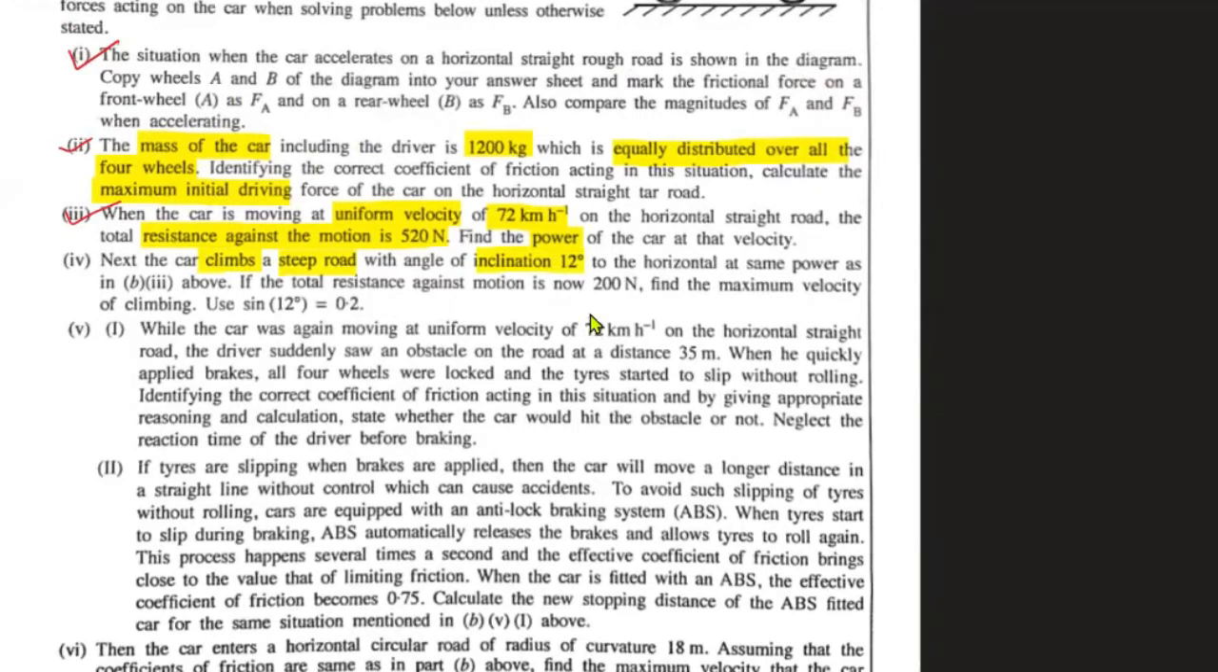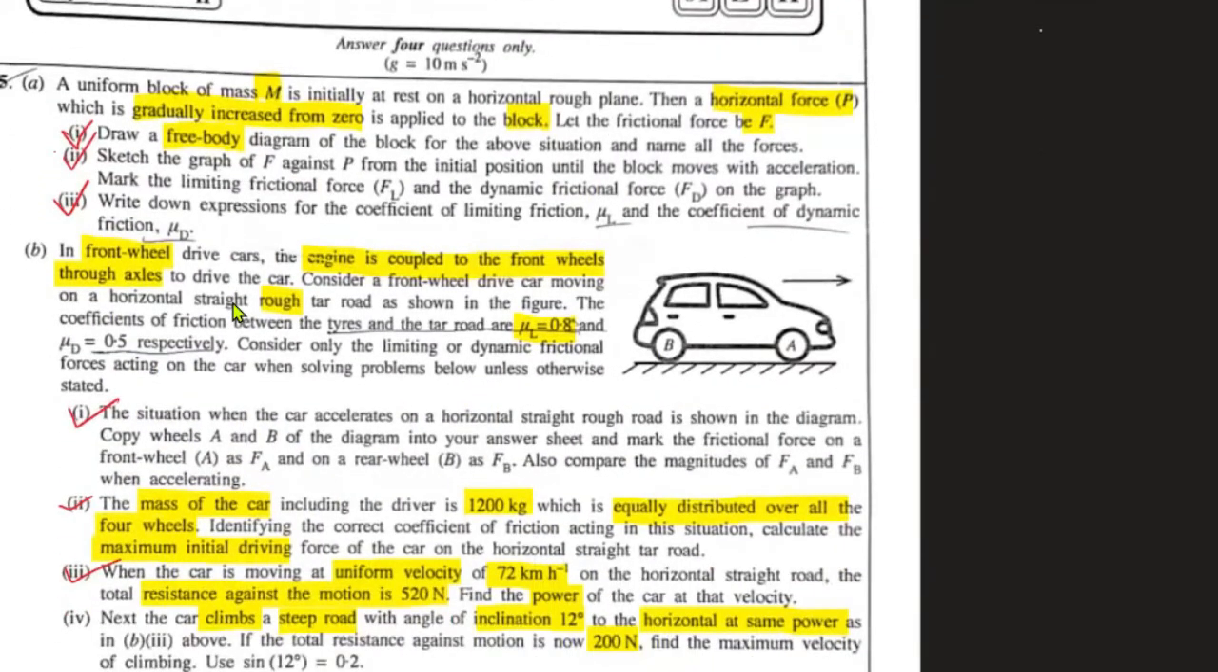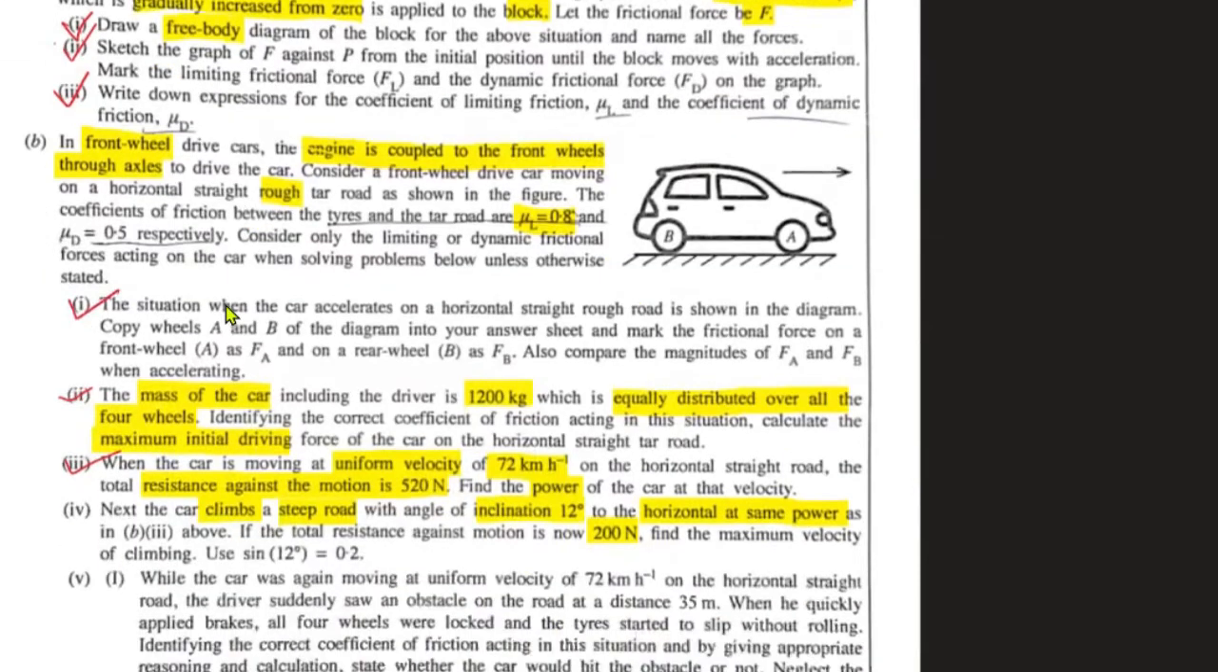And the same horizontal power is acting as in this one. What was the power? That was 10,400 watts. With that power, it's climbing up. If the total resistance against the motion is now 200 Newton, then find the maximum velocity of climbing. We need to find the maximum velocity of the climbing.